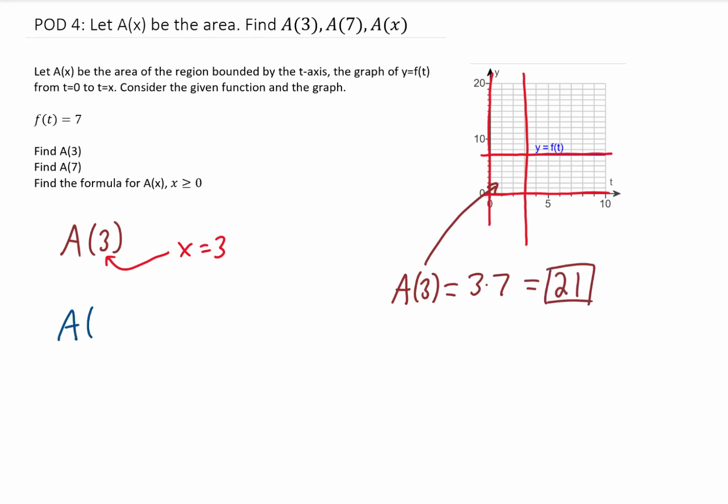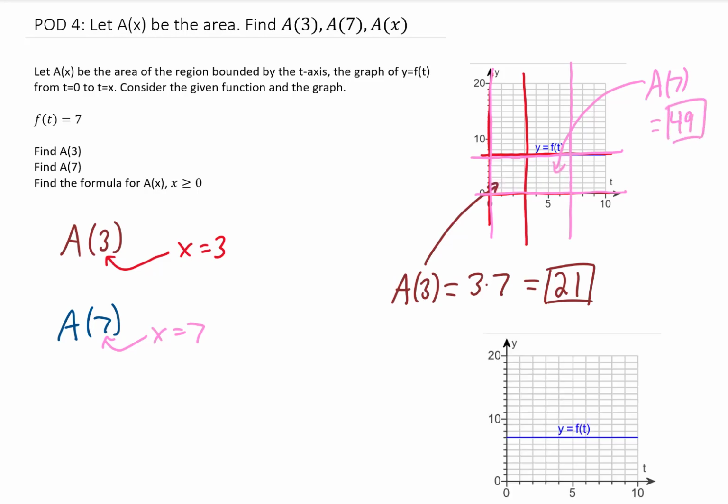To find A of 7, the only difference in this problem is our x value is now 7. So we keep all of the same boundaries as our previous problem, except our last boundary, instead of x equals 3, is going to be x equals 7, which is over here. This is a little bit messy, I realize, but the area right in there is going to be A of 7. So that pink rectangle has a height of 7 and a base of 7. The area then is going to be 7 times 7, or 49.